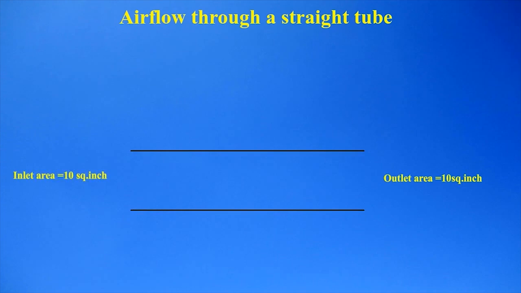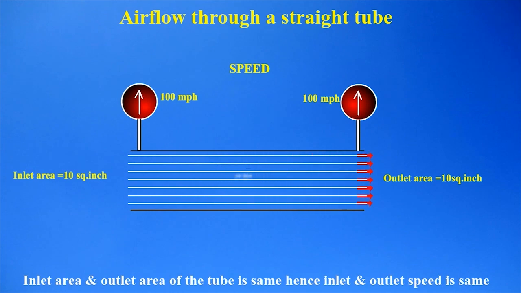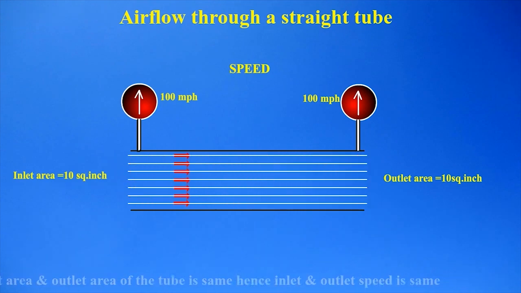Let us see Bernoulli's principle in detail. If the air is passed through a straight tube with the same inlet and outlet area, the speed at the outlet will be the same compared to the inlet. Here, the inlet speed is 100 miles per hour and the outlet speed will be the same, 100 miles per hour.